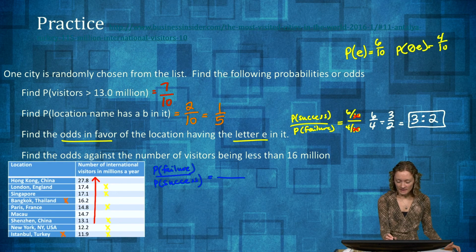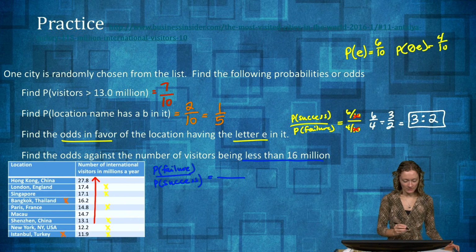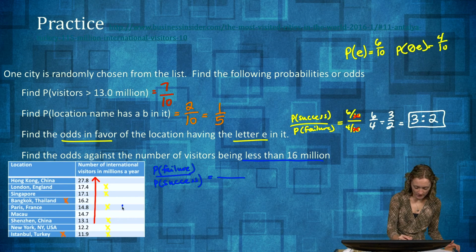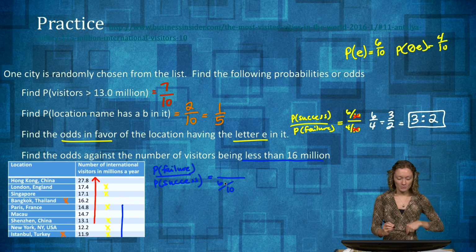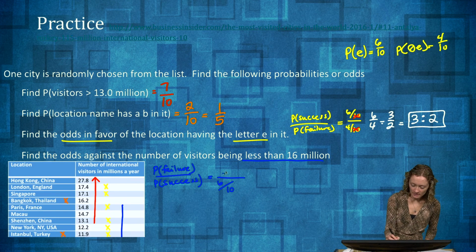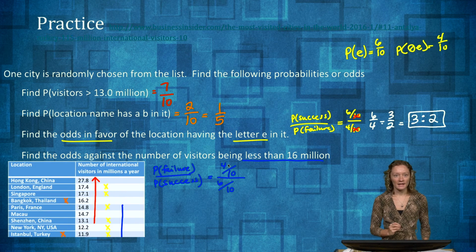The event is less than 16 million visitors. So on the chart, it looks like starting here and going down. So out of the 10, how many meet this criteria of less than 16 million visitors? 1, 2, 3, 4, 5, 6. Which means failure are the rest, the 4 out of 10.